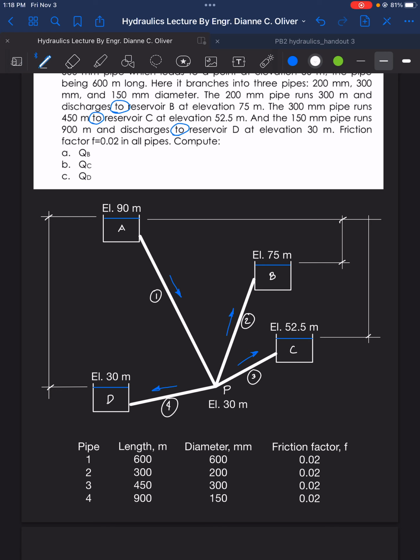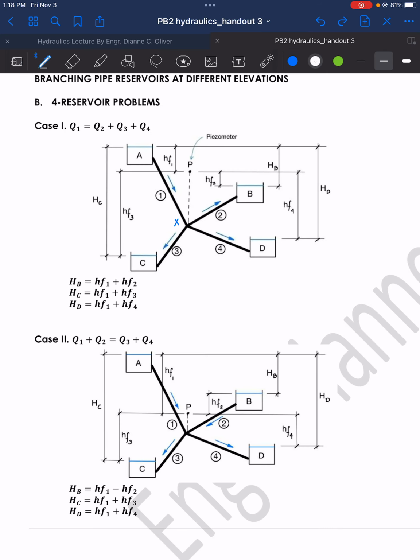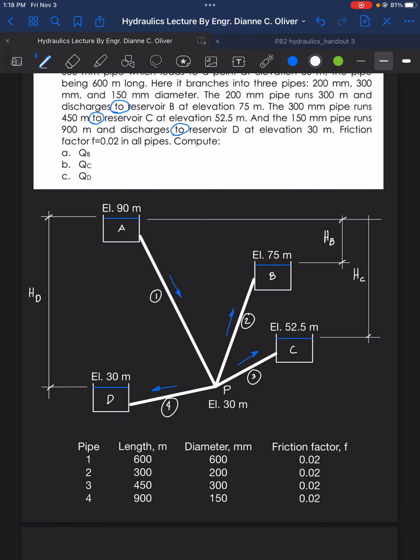So this is HB, this is HC, and then this is HD. Now, having the case 1, the piezometer reading is above the elevation of reservoir B. So we have here the piezometer P as above B. So it will be located around here. Let's say here.